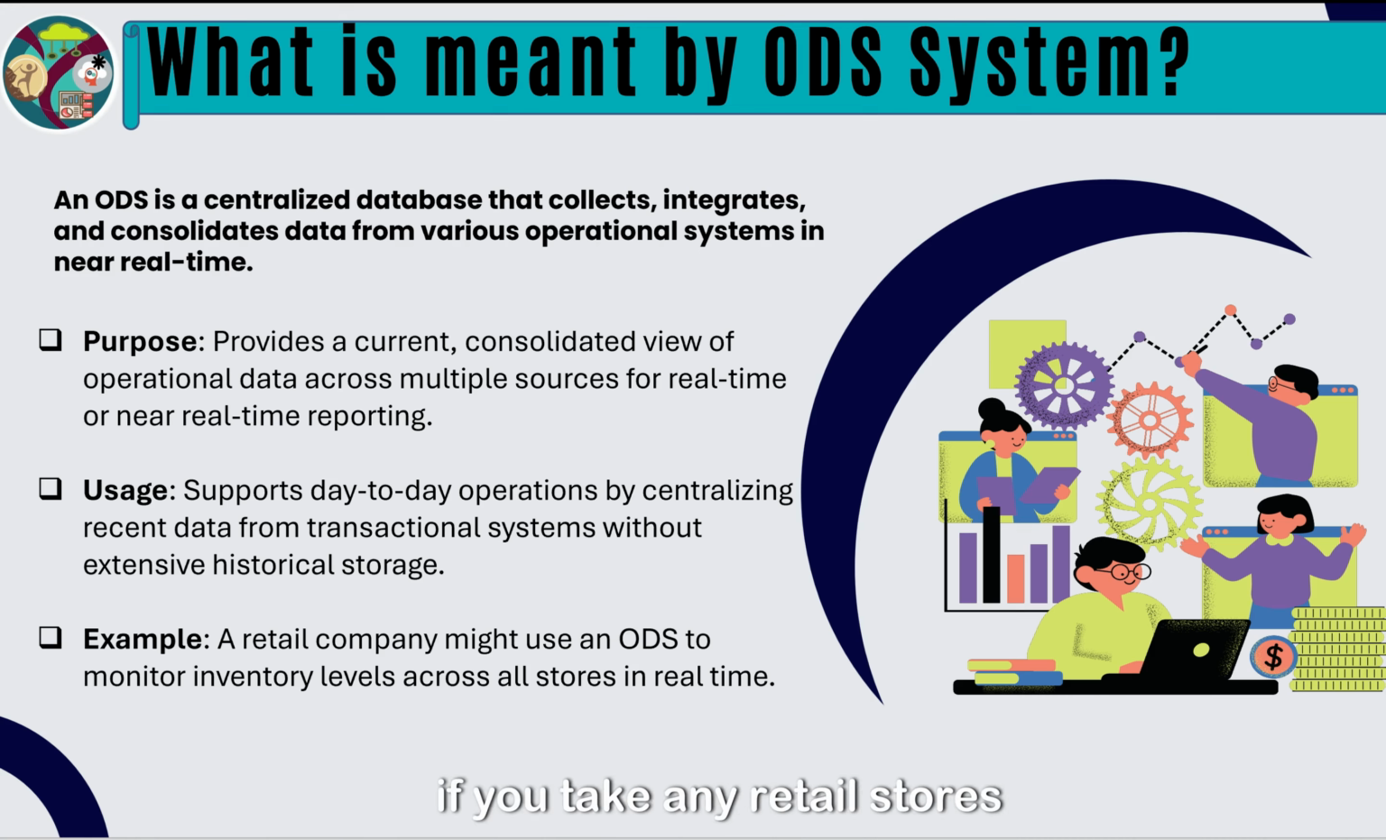For example, if you take any retail store, they have different branches, right? Everyday operations happen across all the branches. So what is the current status of the stock, all these details, you will collect from all these operational stores and maintain in one operational data store. There you can see what the stock would be across the city. Then it will be easy for the business to monitor without any blockages.